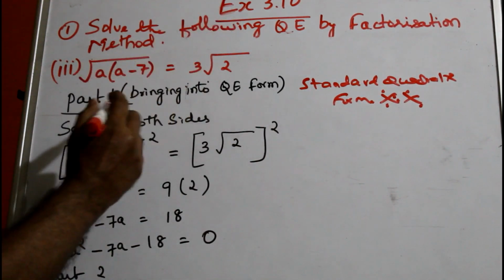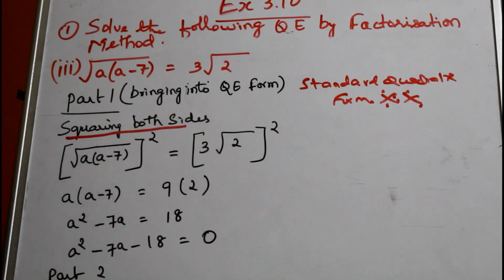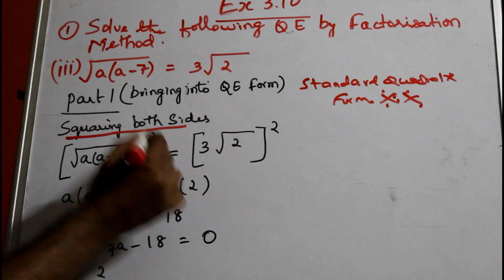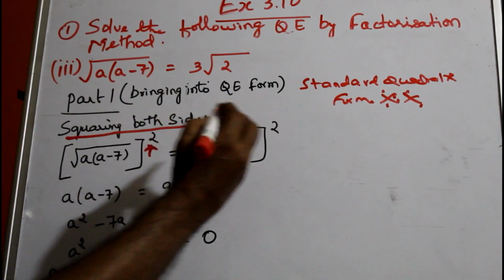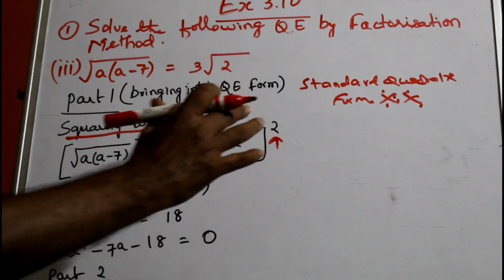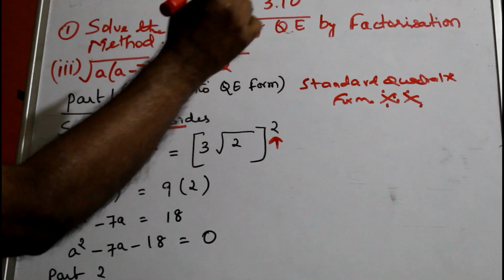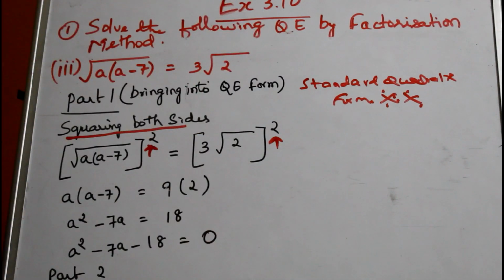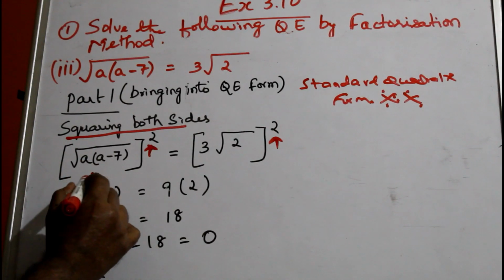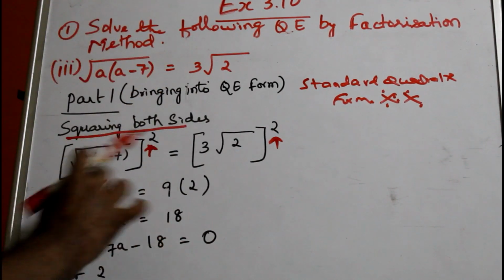So to remove the root, you must square both sides. When you square both sides, an equation is always balanced. Squaring both sides means put this in a bracket and put the square. You are squaring the left hand side and you are squaring the right hand side. Both sides you are squaring, so the sum won't change. We are squaring because you get roots here. When you square, what happens? The square root and square will go off. So you get a into a minus 7. The square root is a problem for us, and it goes off.